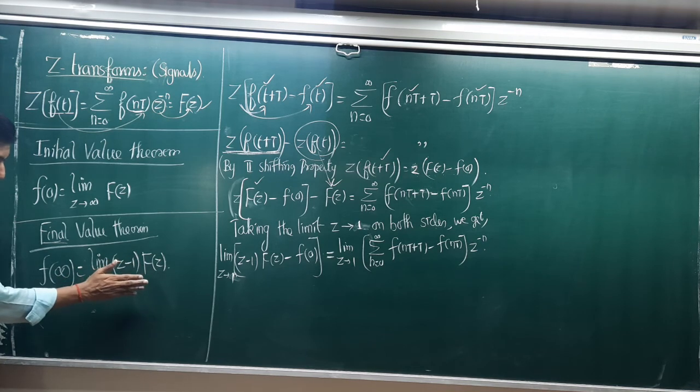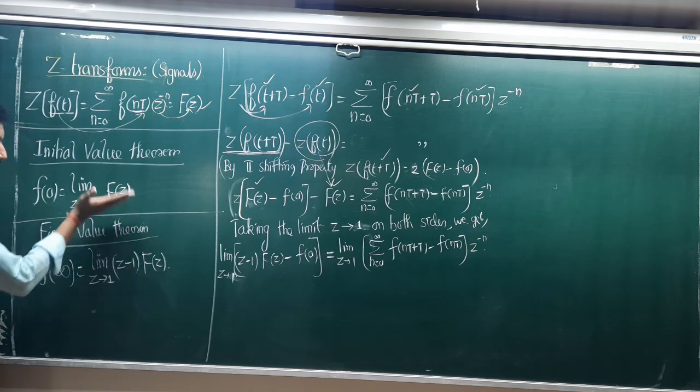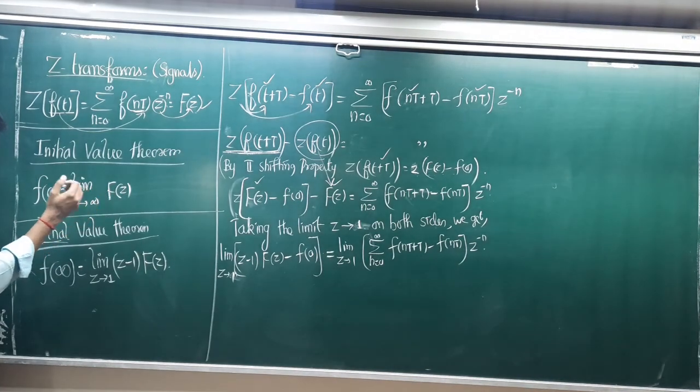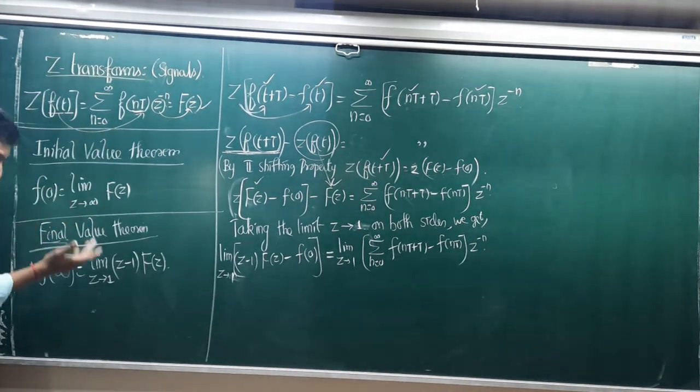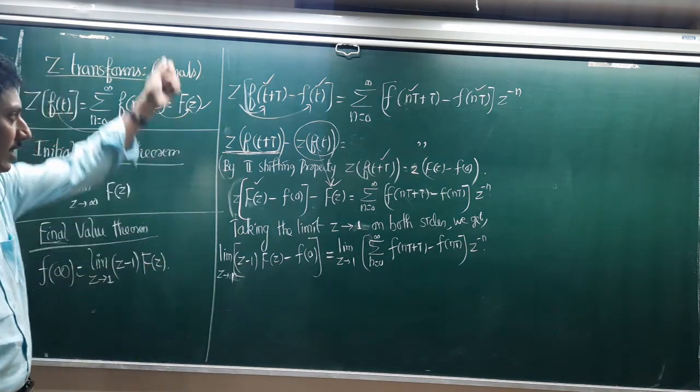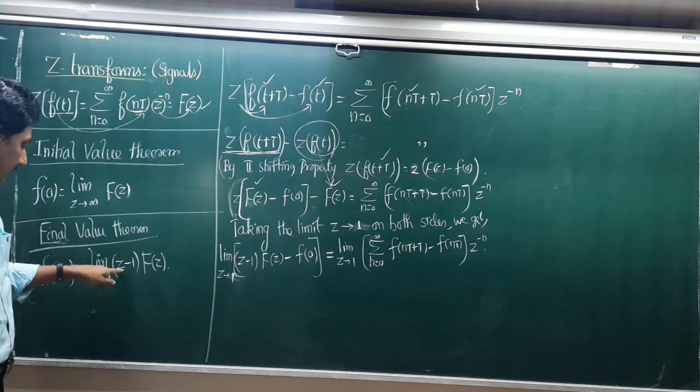I am going to derive the final value theorem first, then I move on to the initial value theorem, because the initial value theorem we get just with the help of the definition. So I go for the final value theorem. What is the final value theorem? I think I need z minus 1.